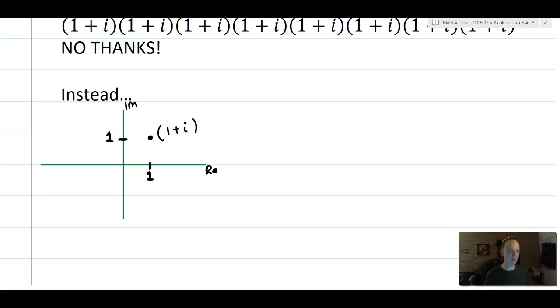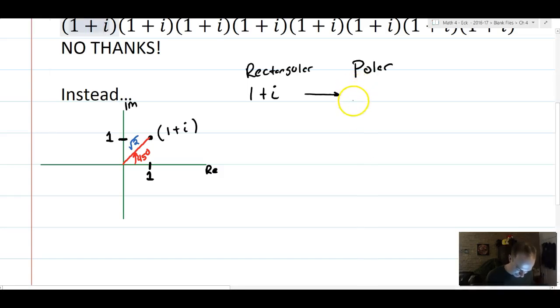Now, just like the point (1, 1) has a polar representation, so does this point. It's pretty quick to identify that it has an angle of 45 degrees, and you can use the Pythagorean theorem to figure out it has a hypotenuse of the square root of 2. So in polar form, this is expressed as square root of 2, the hypotenuse, times (cosine 45 + i sine 45).